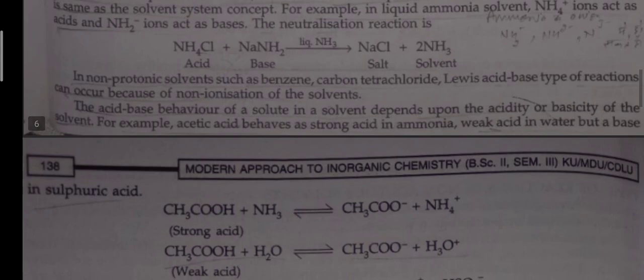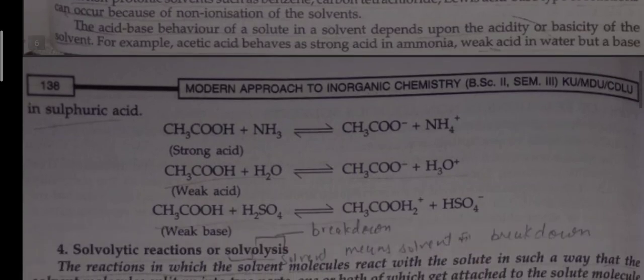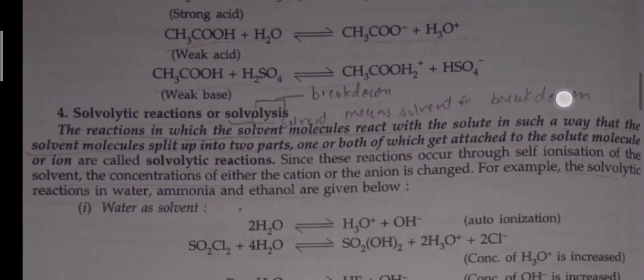In non-protonic solvent such as benzene, carbon tetrachloride, Lewis acid base type of reactions can occur because of non-ionization of the solvent. The acid-base behavior of a solute in a solvent depends upon the acidity or basicity of the solvent. For example, acetic acid behaves as strong acid in ammonia, weak acid in water, but a base in sulfuric acid.